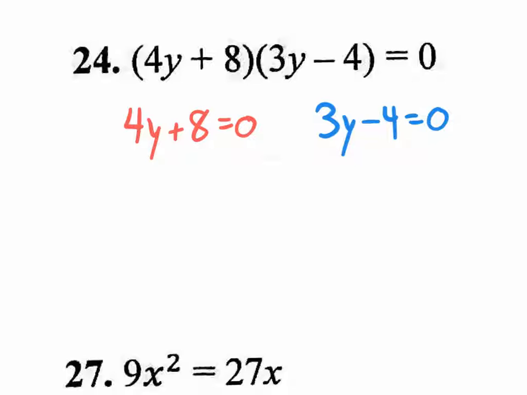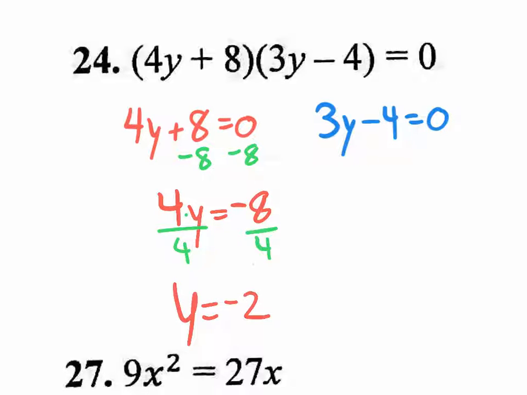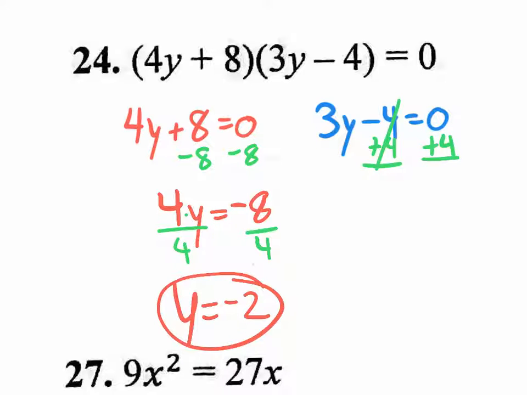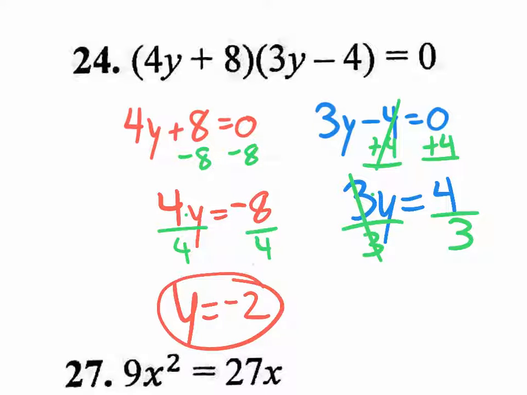So you set them each equal to 0, then you solve. Minus 8, 4y equals negative 8. You're going to divide by 4, and yes, your answer is negative 2. That's one answer. Now for the other, you're going to go plus 4. You're going to end up with 3y equals 4. Final step, to get rid of that 3, you have to divide by 3. So your answer is y also equals 4 over 3.